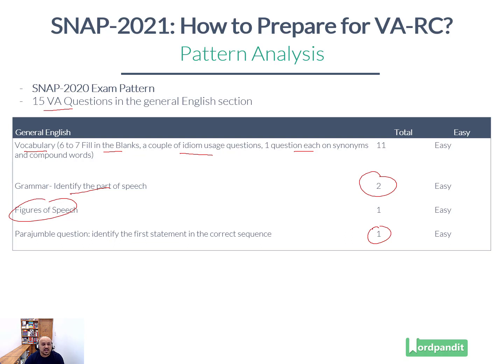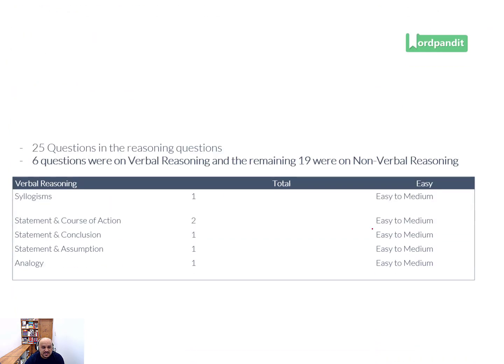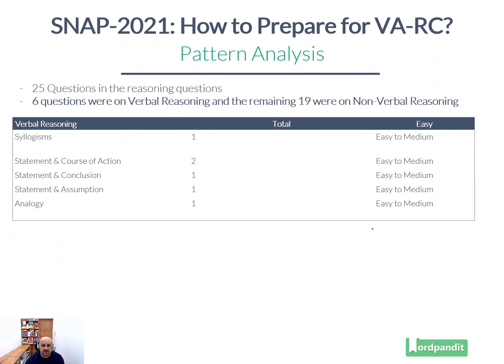So you can see a very heavy focus on grammar and vocabulary. That's all that the exam was based on. This was the verbal portion. Now in the reasoning section of the exam as well, there were 25 questions. Out of those 25 questions, 6 were actually verbal reasoning, syllogisms or deductive logic. You had 1 analogy. Then you had verbal reasoning, statement and course of action, statement and conclusion, statement and assumptions. So these were all the topics present in the reasoning section.